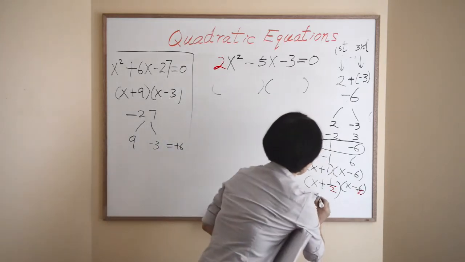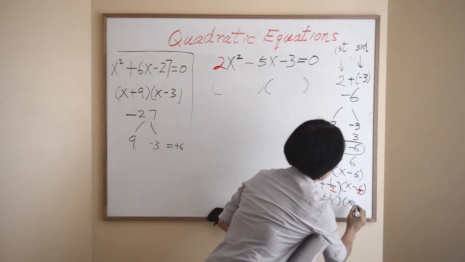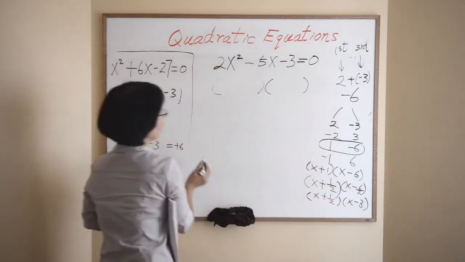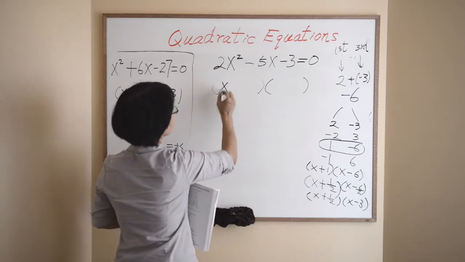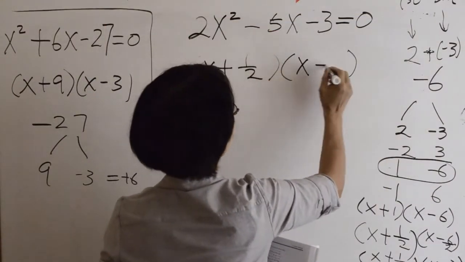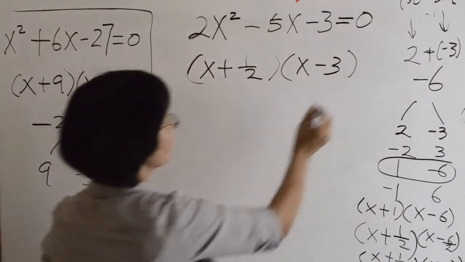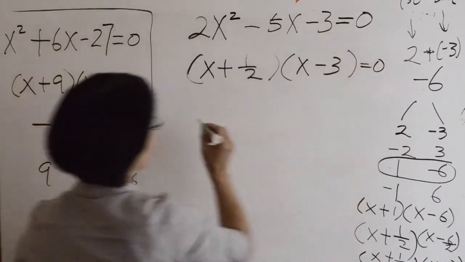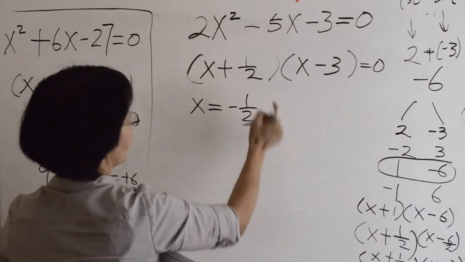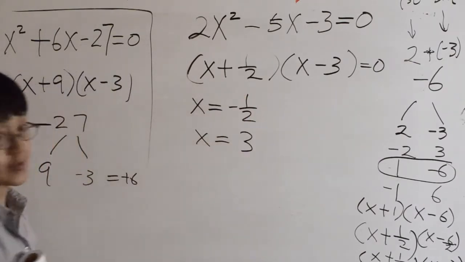Okay, so this one is x plus 1/2 or x minus 3, because minus 6 divided by 2 is minus 3. So your factors could be x plus 1/2 and x minus 3. Okay, so the solution for this equation will be x equal to minus 1/2 is one of the answers, and x equal to positive 3. So you have two answers like that.